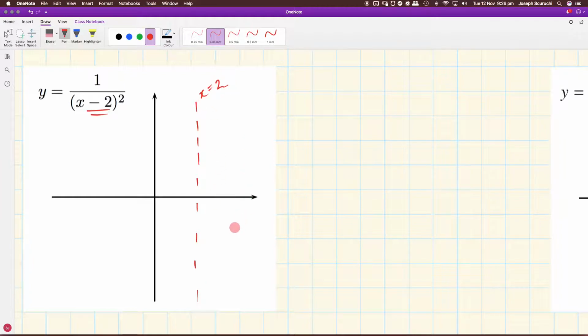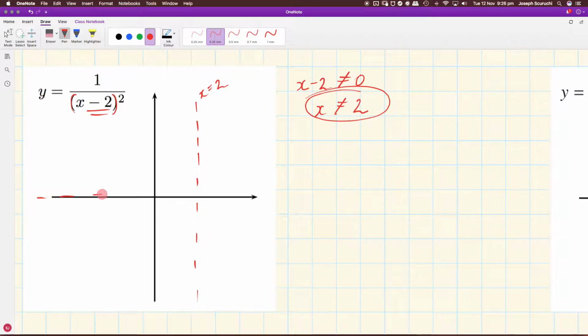Again, how do we know this? We know this because my denominator cannot be 0. So within these brackets here, if this was 0, then I would get 1 over 0. So x minus 2 cannot be 0, and after rearranging, it's quite clear that x cannot be 2. So therefore, this is my asymptote.